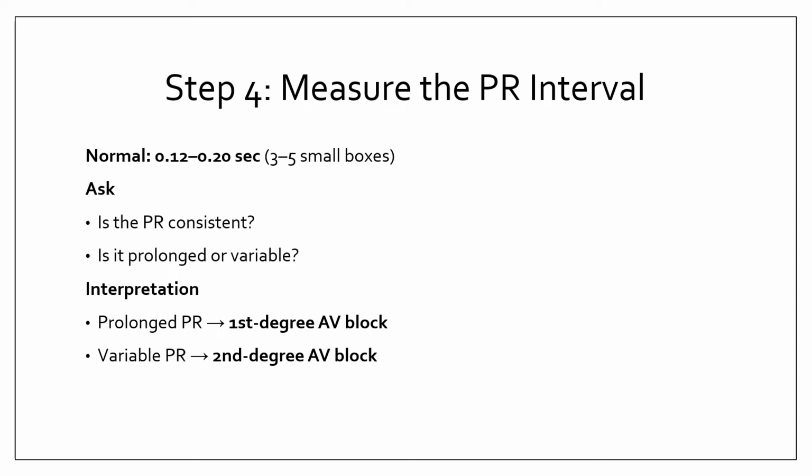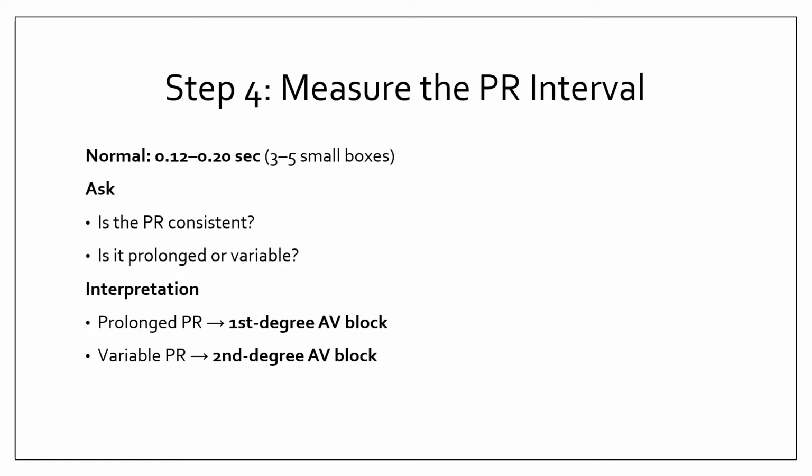So at this step 4, we're asking a very specific question, which is, is the electrical impulse moving from the atria to the ventricles at a normal speed? So we're looking at conduction. And is this conduction consistent? So we do that by measuring the PR interval. So a normal PR interval is 0.12 to 0.20 seconds. This is equal to 3 to 5 small boxes on the ECG paper. And again, this PR interval represents conduction through the AV node.